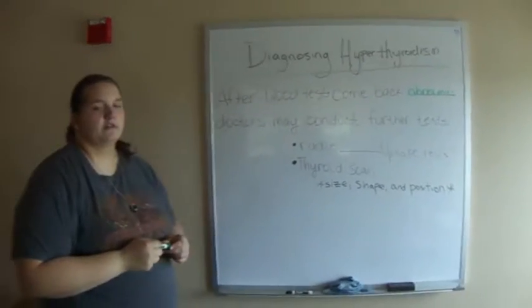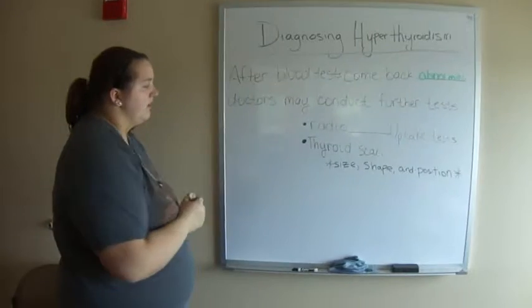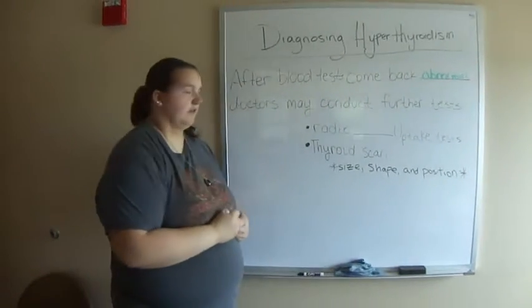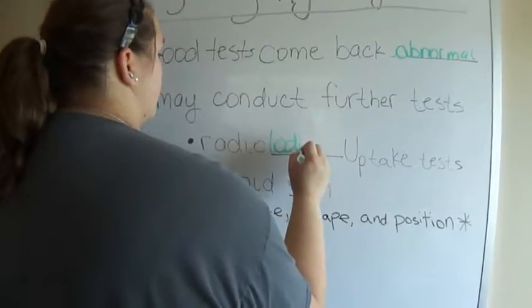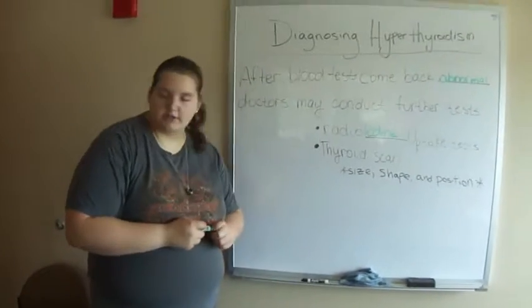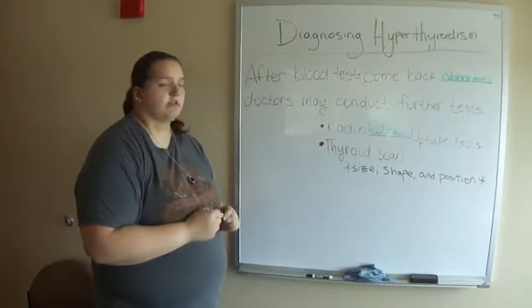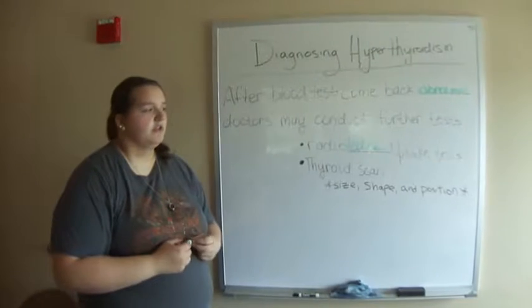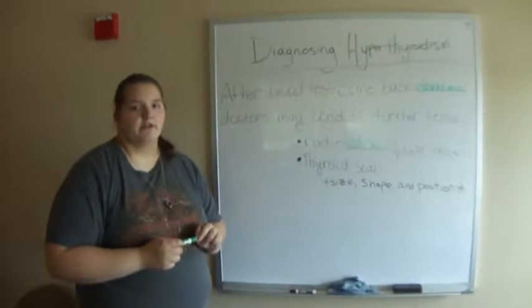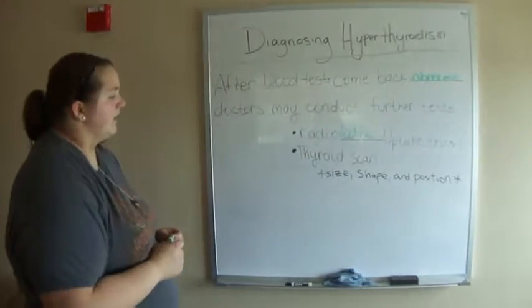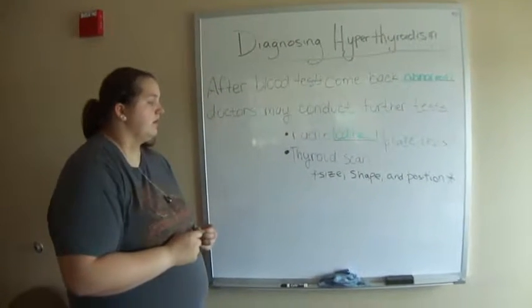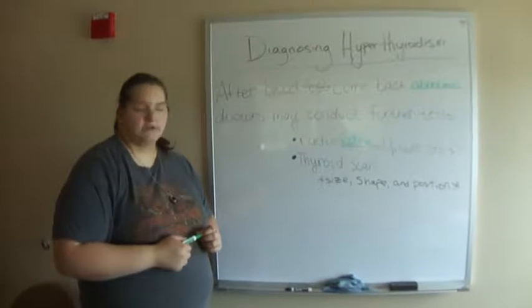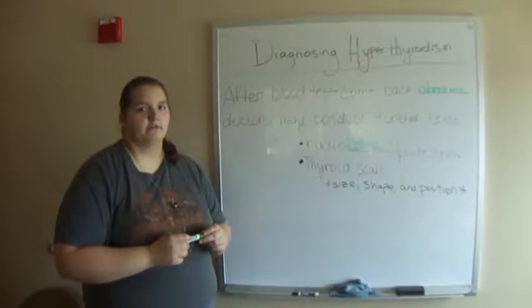After blood tests come back abnormal, the doctors may conduct further tests such as the radioiodine uptake test. What happens here is the doctor or technician may give the patient a pill or liquid form of this to see how much is absorbed by the thyroid. And during a thyroid scan, which is another thing they may do, they will be able to see the size, shape, and position of the thyroid.